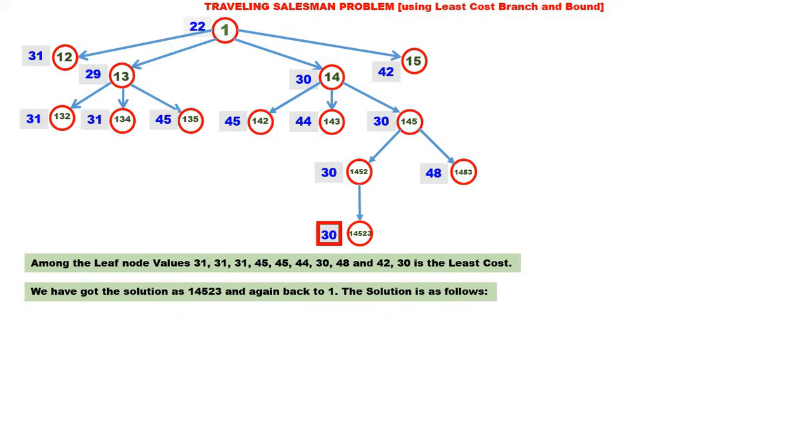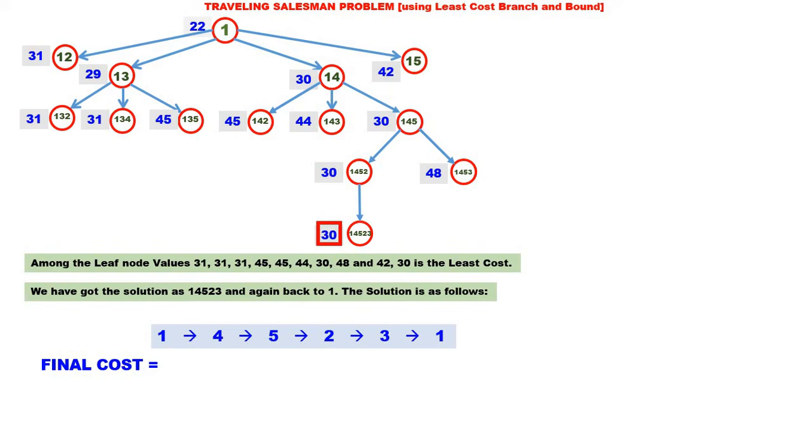What is the solution? 14523 and again back to 1. The solution is as follows. 1 to 4, 4 to 5, 5 to 2, 2 to 3 and 3 to 1. This is the solution. Now we will find out the final cost also. So what is the final cost? You have to take the cost from the original cost matrix. If you remember, at the beginning a graph was given, a cost matrix was there. From there we have to take the value.